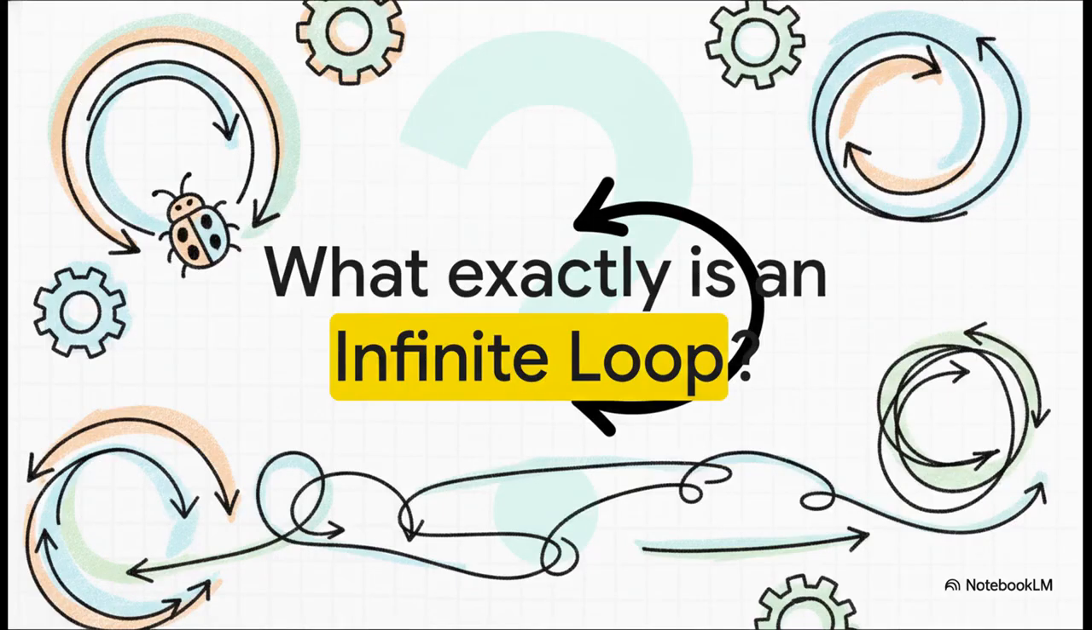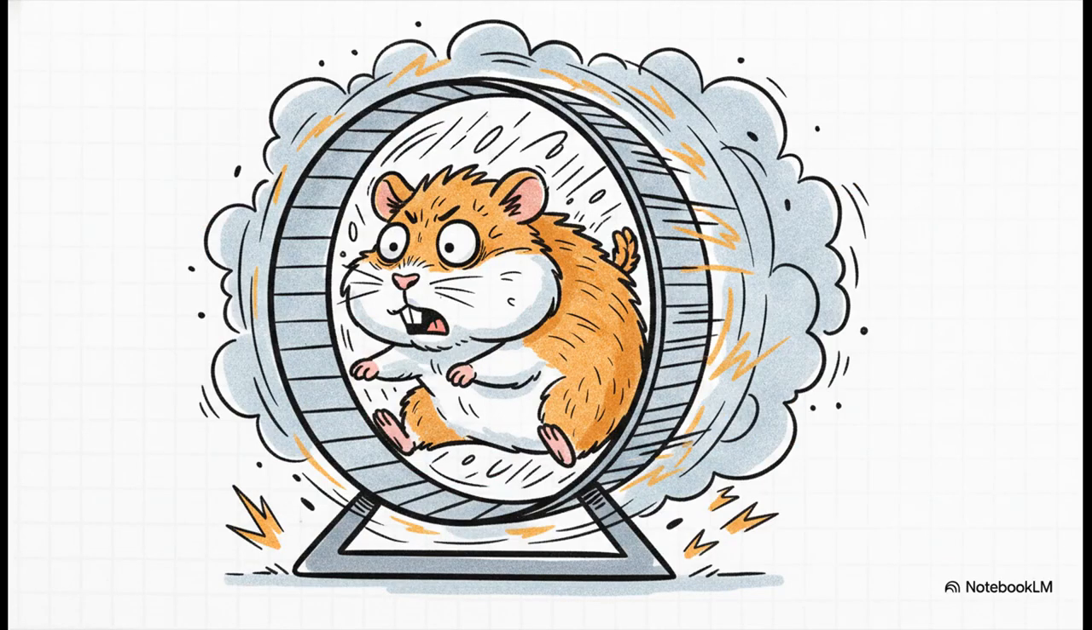But this brings us to a very dangerous trap that literally every coder falls into at least once. What in the world is an infinite loop? Look really closely at this code snippet. Count equals 1. Next line, while count is less than or equal to 5, colon.